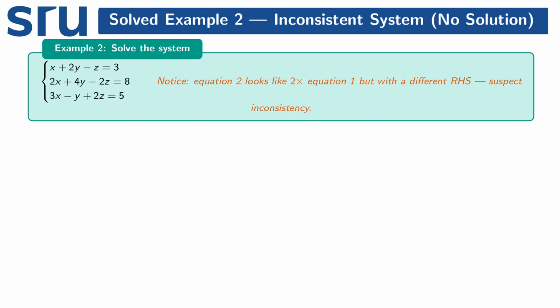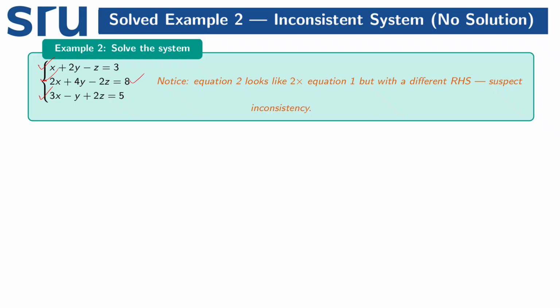The first equation is x plus 2y minus z equal to 3. Second equation is 2x plus 4y minus 2z equal to 8. And third equation is 3x minus y plus 2z equal to 5. Now at first glance it looks normal, but let me show you something interesting. Look at equation number 2. Okay, compare it with equation number 1.